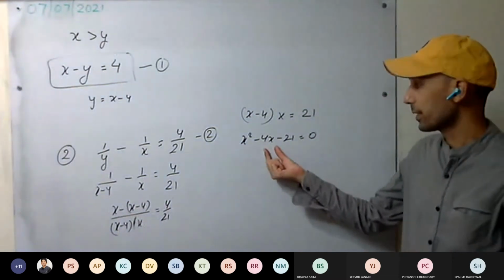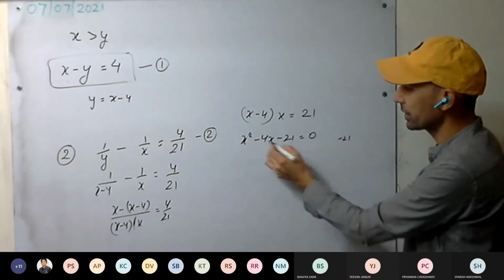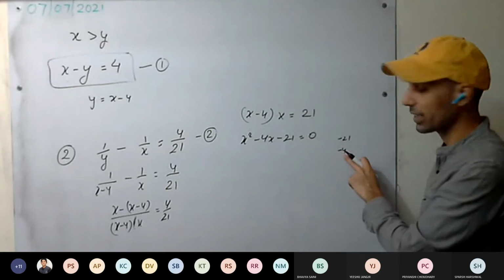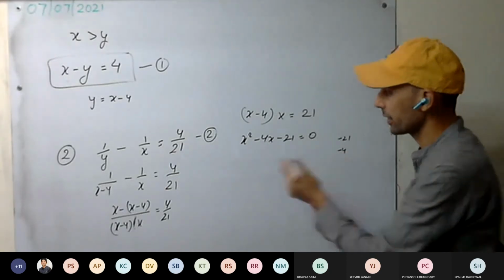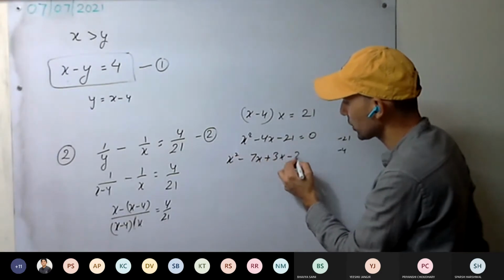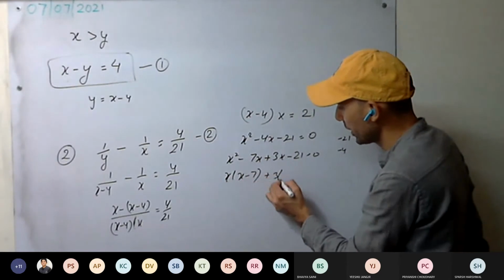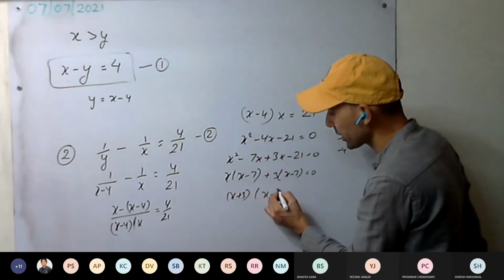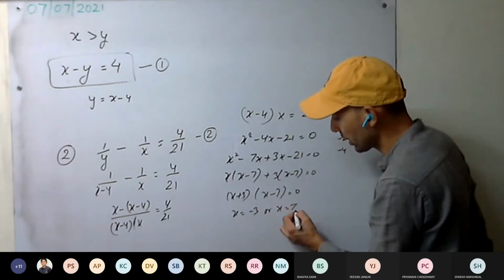Now middle term split. The product should be minus 21 and the sum should be minus 4. So two numbers you have to find whose product is minus 21 and sum is minus 4. They are minus 7 and 3. So x square minus 7x plus 3x minus 21 equal to 0. Take the common factor: x(x minus 7) plus 3(x minus 7) equal to 0. (x plus 3)(x minus 7) equal to 0. x equal to minus 3 or x equal to 7.